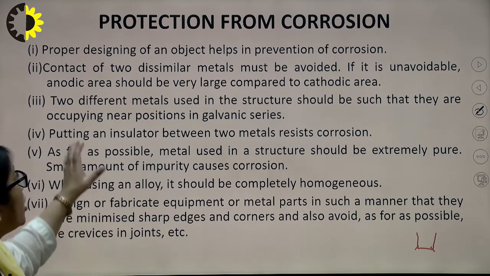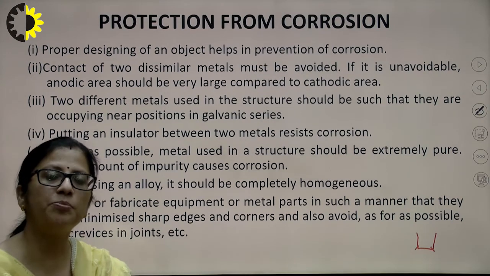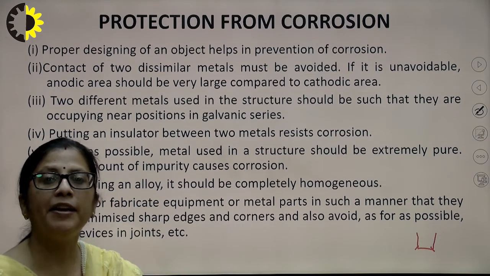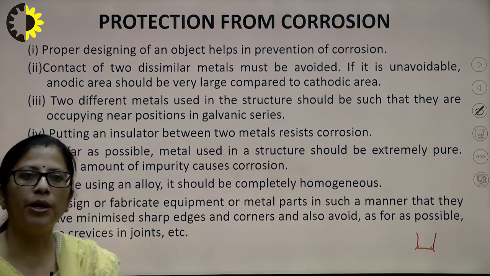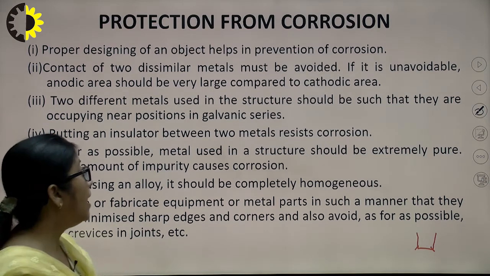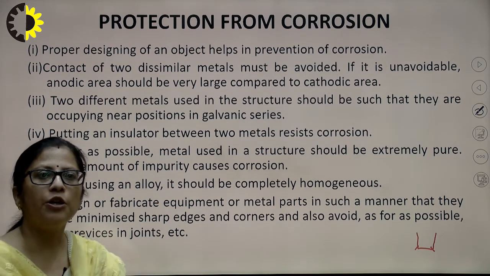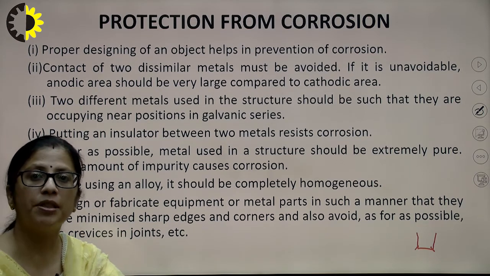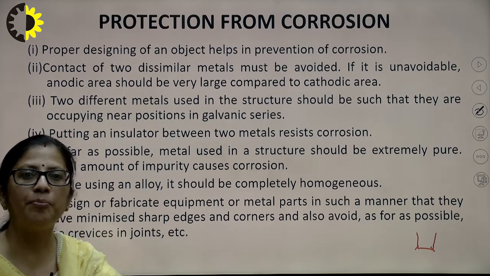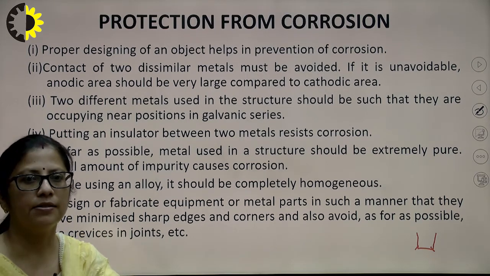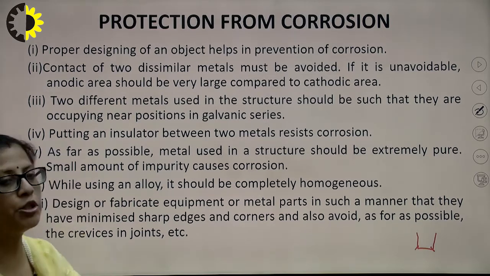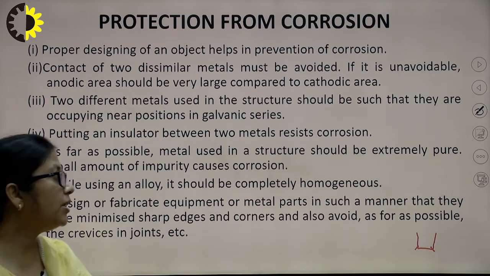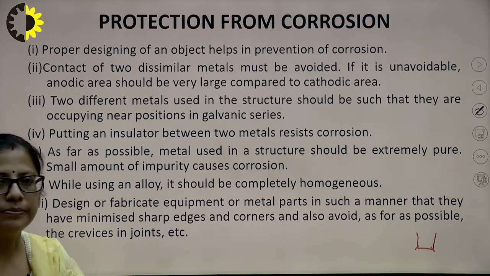Then second is the contact of two dissimilar metals. It must be avoided. If it is unavoidable, the anodic area should be very large in comparison to the cathodic area. Next, if two different metals are being used in a structure, they should occupy nearby positions in the galvanic series. Then you can prevent corrosion by putting an insulator between the two different metals so that they resist corrosion.